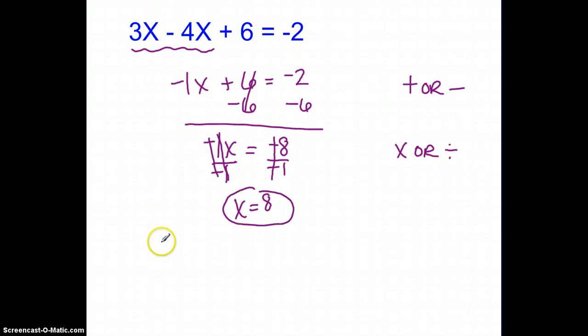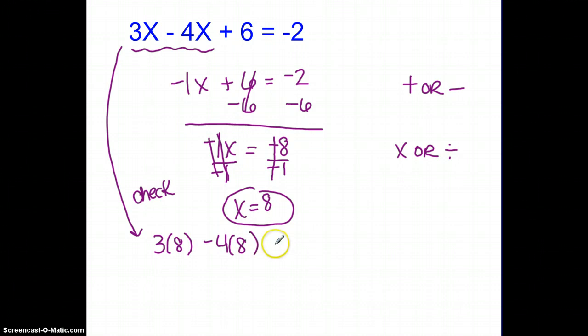There's my answer. Now remember, I can bring this equation down here and I should be able to check it. So if I go and plug all these 8's in where my x's were at, and if I plug all this in, I should end up with negative 2, which I do, and my answer checks out.